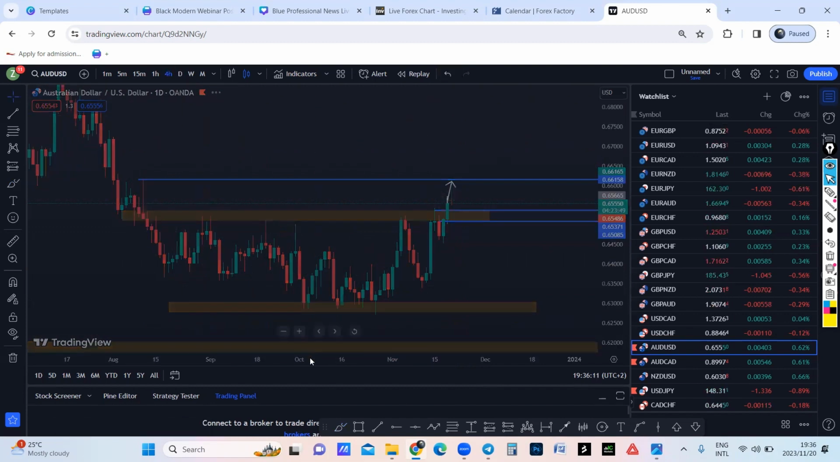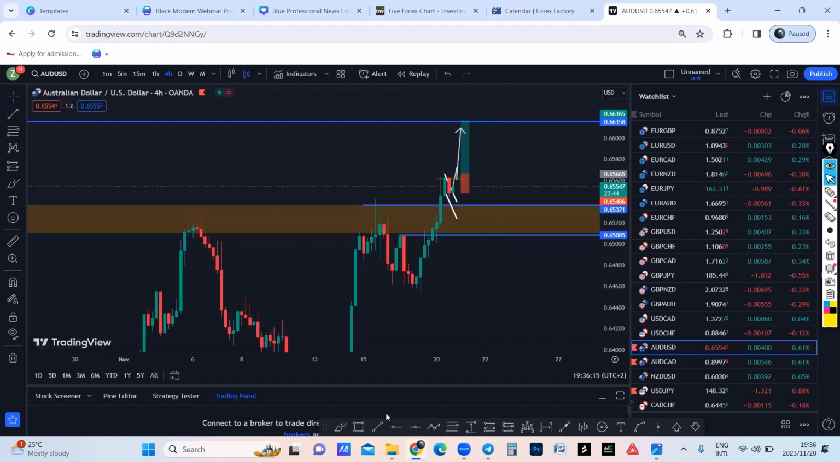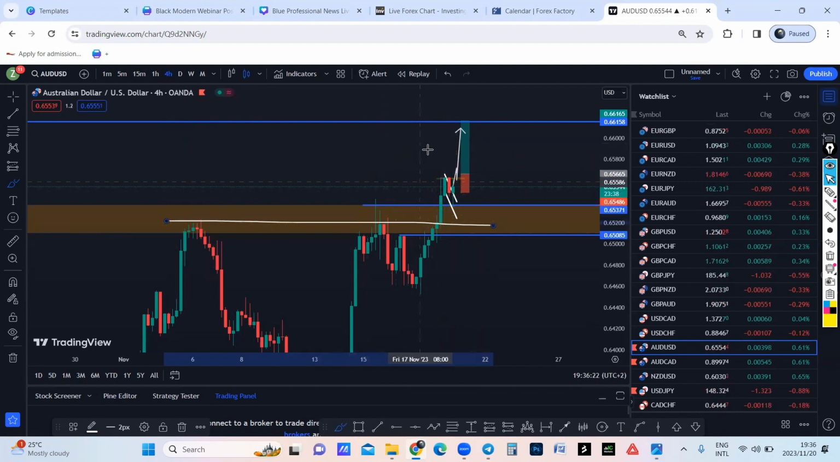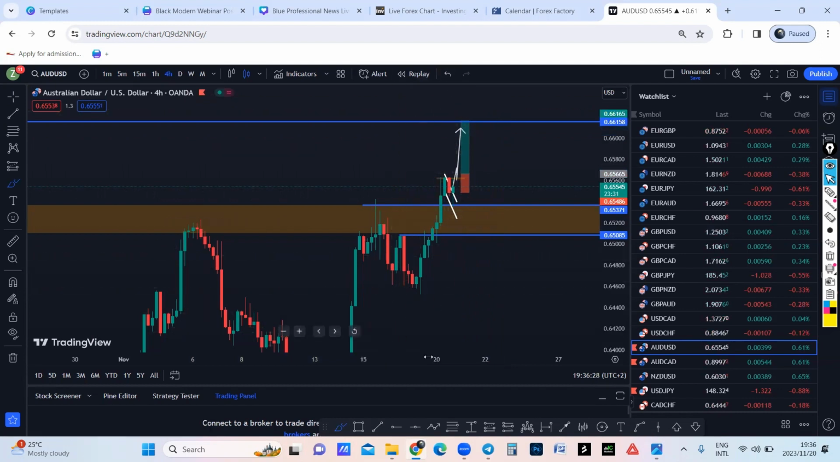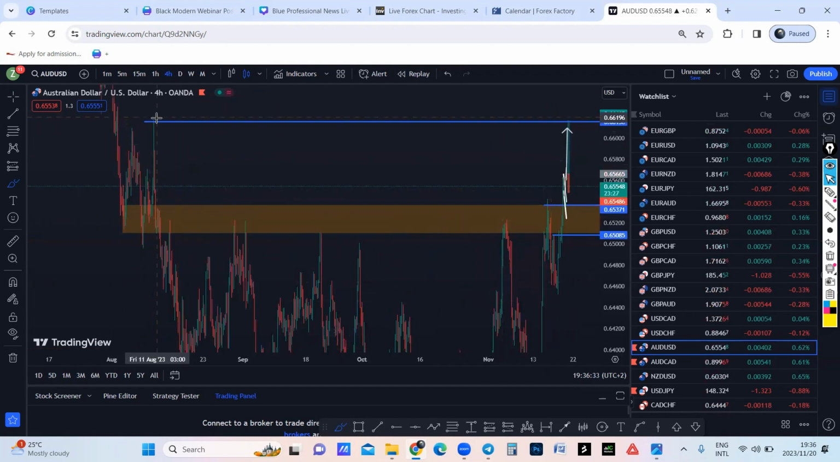Let's zoom into the 4-hour time frame, and clearly see that these highs were taken out. Then the market now has a potential of reaching this previous high here, which is a strong resistance. If we look at the daily time frame, this is a strong resistance. So that's when I'll be closing all of my profits.